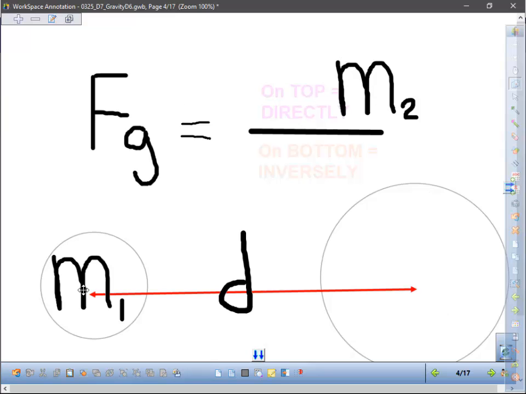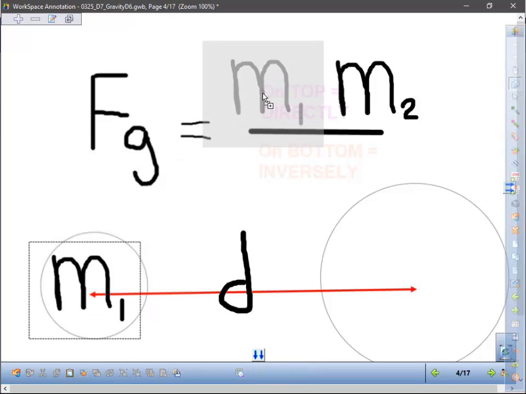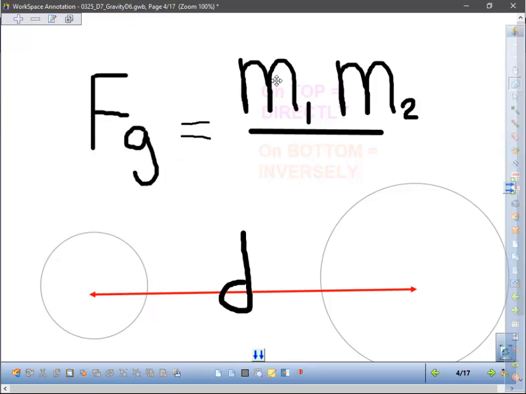Now what about the mass of the astronaut? Mass 1, or object 1. Does mass 1 go on top or the bottom of the fraction? Yes, it goes on top because more mass of the astronaut means more weight of the astronaut. More mass means more force of gravity. So both of the masses go on top, because anytime these increase, it's going to make the force of gravity increase. Anytime these decrease, it's going to make the force of gravity decrease. So they're directly proportional to force of gravity.